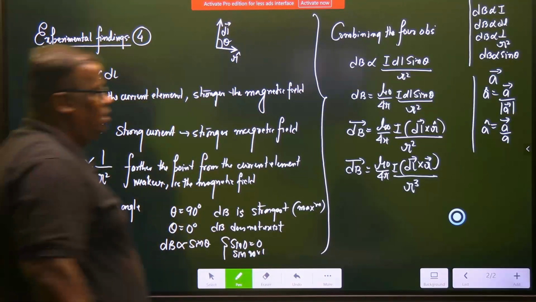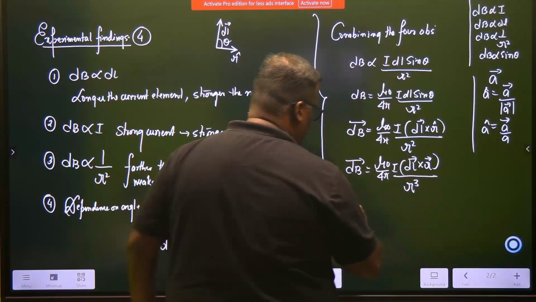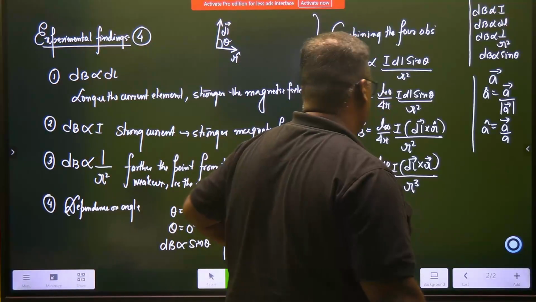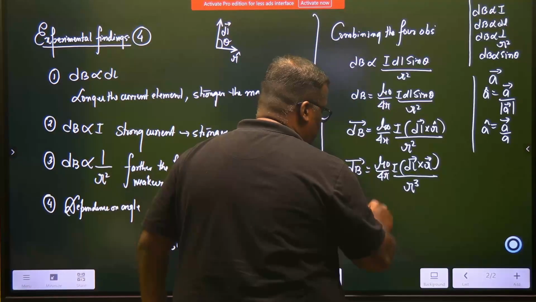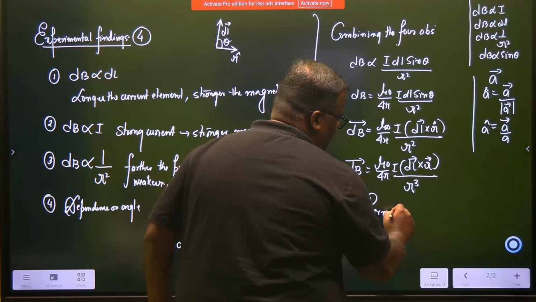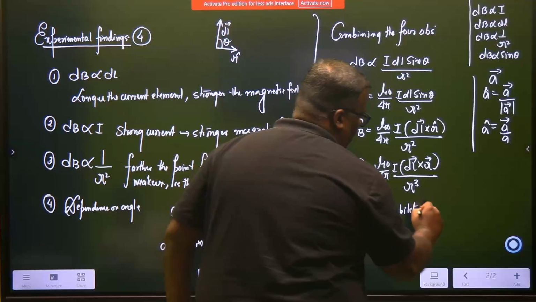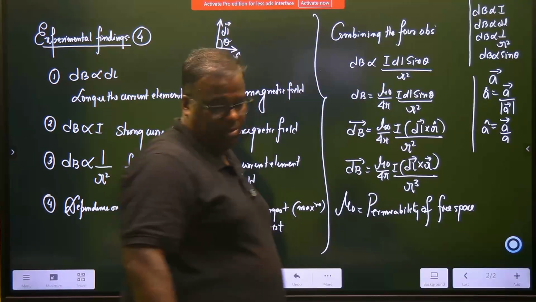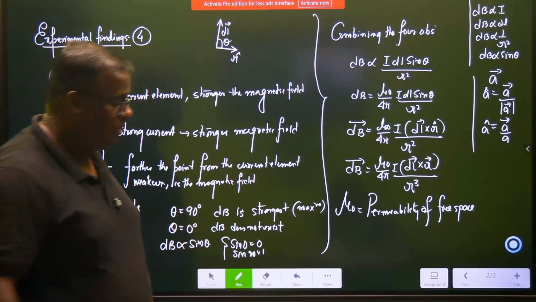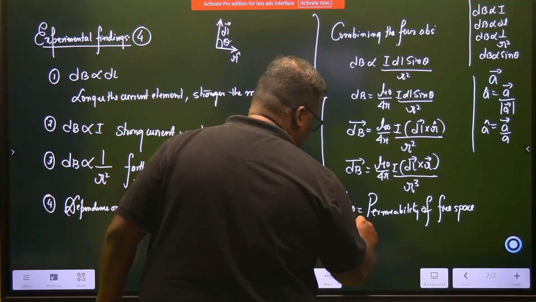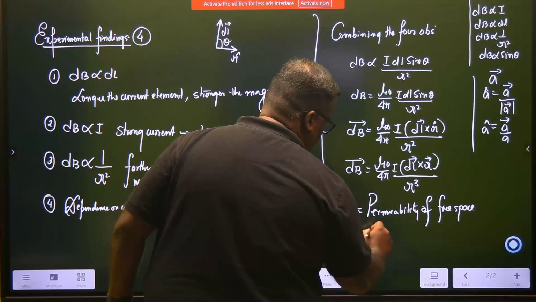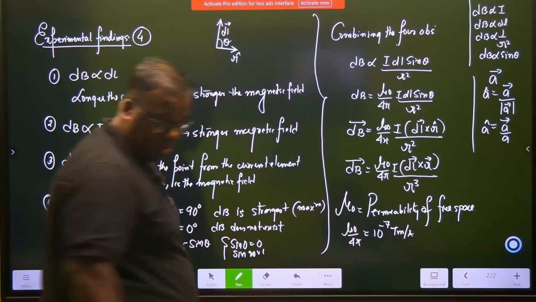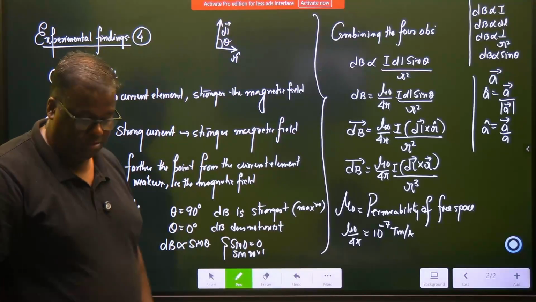Mu naught is known as, see, you had epsilon naught in electricity, which was permittivity. This is the permeability of free space. The constant mu naught over 4 pi is equal to 10 to the power minus 7 Tesla meter per ampere.